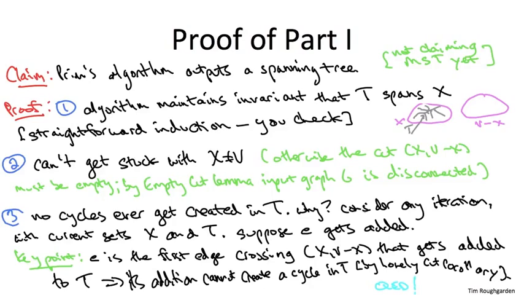So by the lonely cut corollary, as the sole member crossing this cut in capital T, it cannot possibly participate in any cycles. Remember, if it participated in a cycle in capital T, that cycle would have to cross this cut somewhere else. But there aren't any other edges crossing this cut. This is the only one. So that's why when we add a new edge, there's no way it can create any cycles. It's the sole member crossing this particular cut.